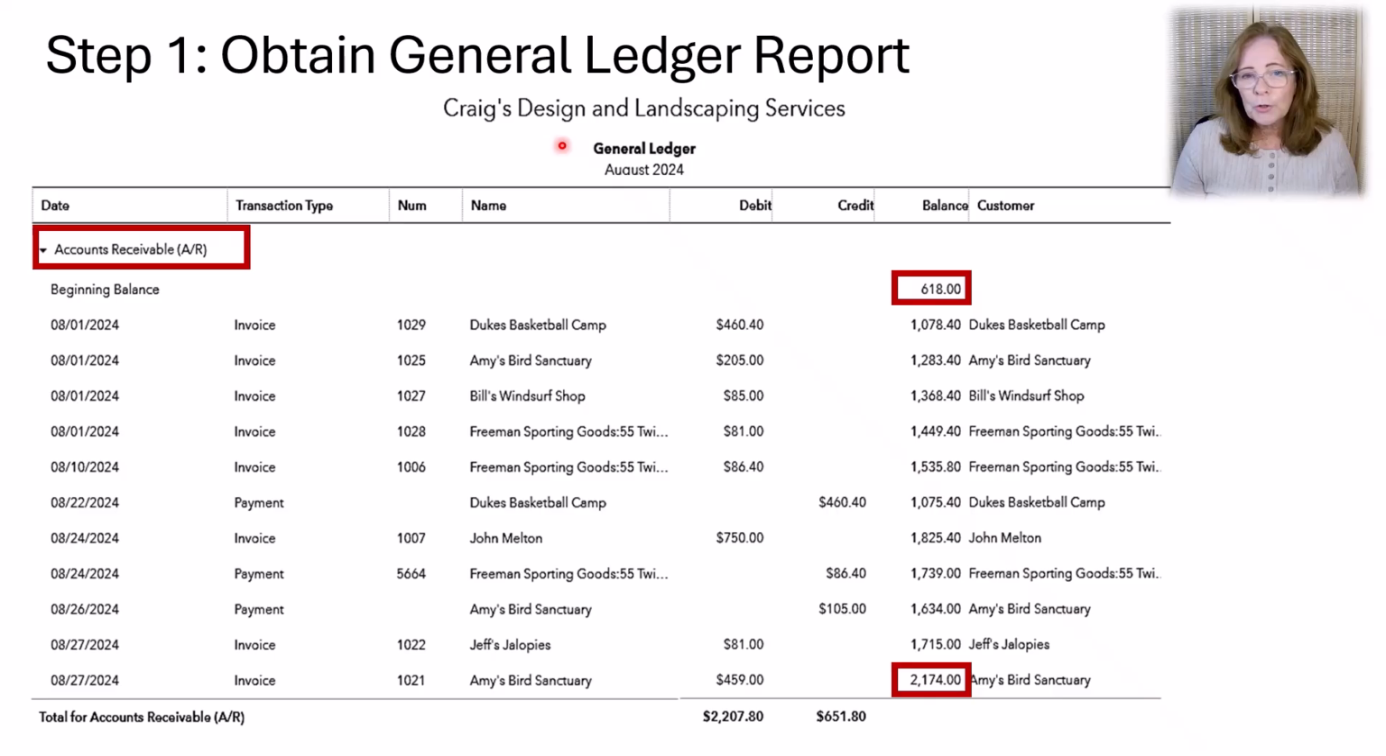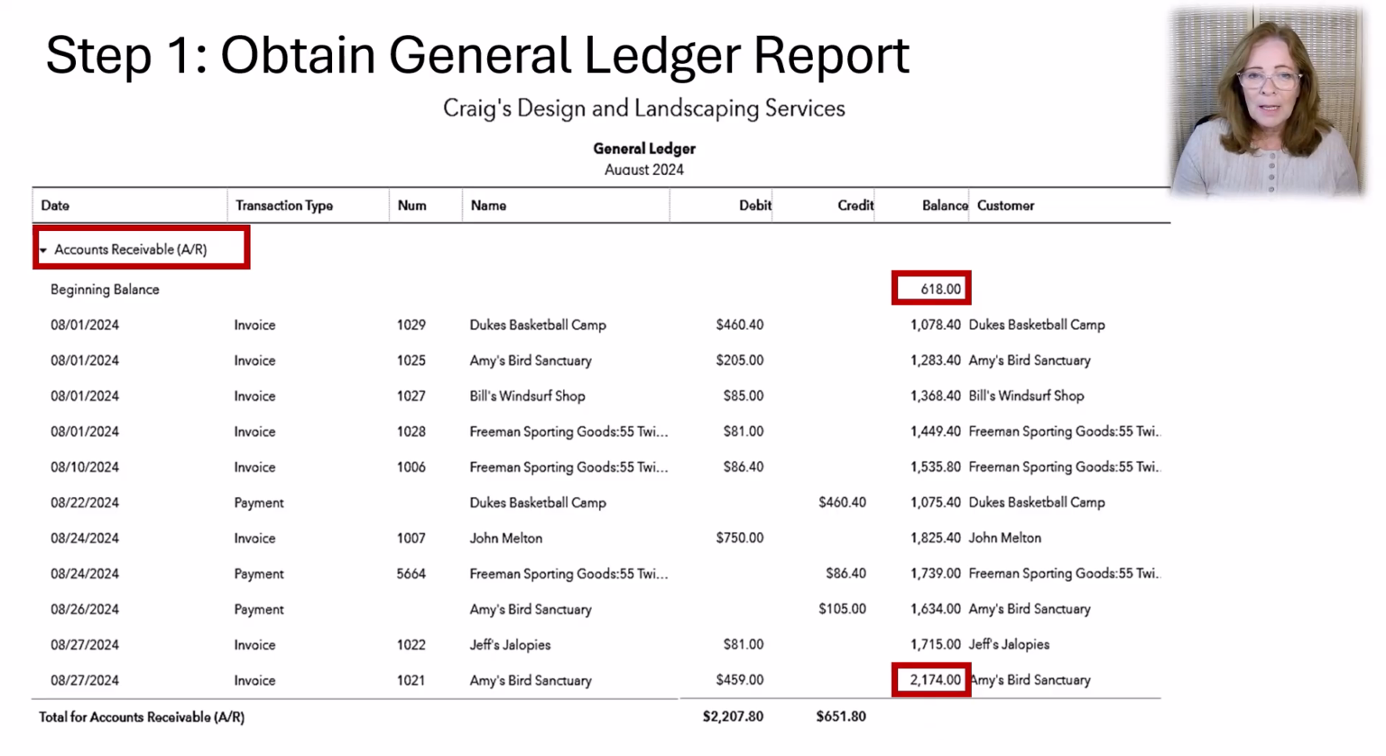The GL report should show the balance at the beginning of the month, activity for the month, which could be just a few debits or credits, but can also include hundreds or even thousands of transactions, and the ending balance. For Craig's Design and Landscaping Services, the accounts receivable general ledger account shows a beginning balance of $618, debits of $2,207.80, and credits of $651.80.